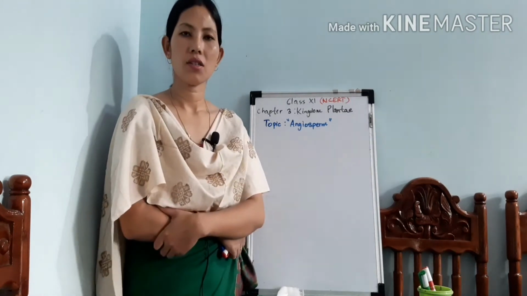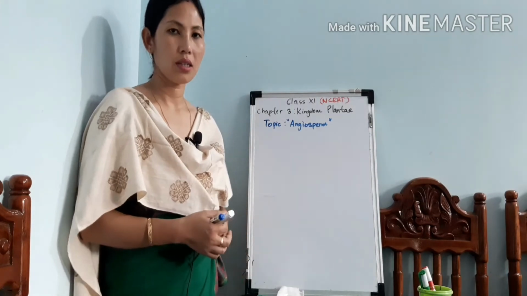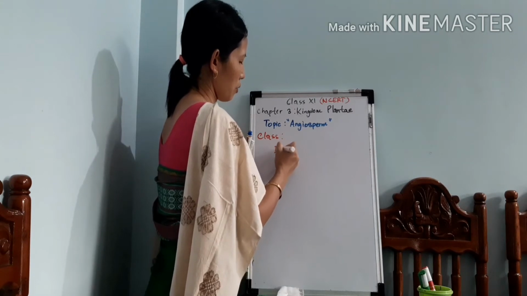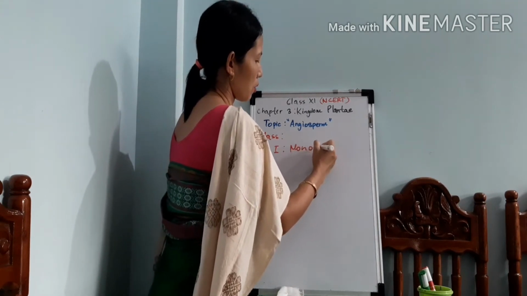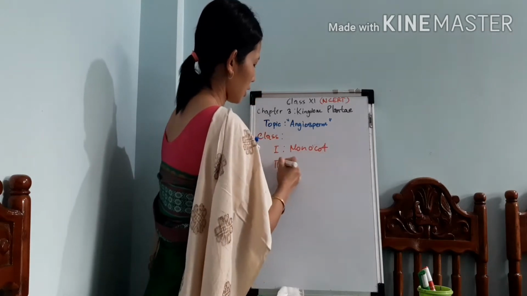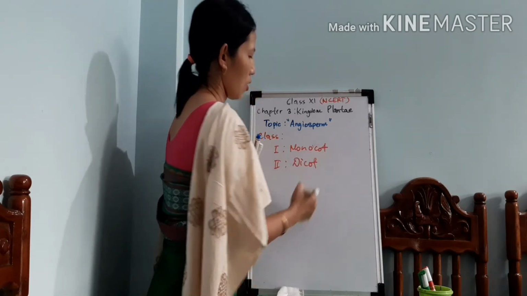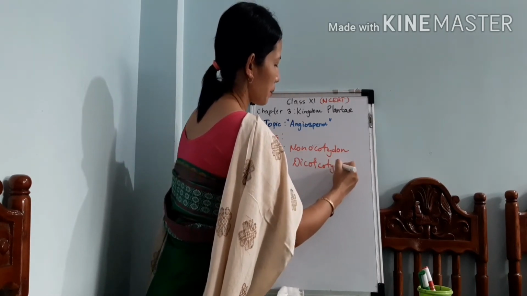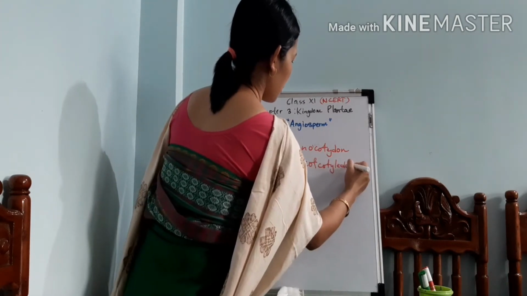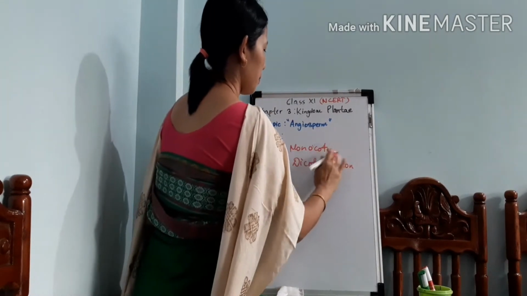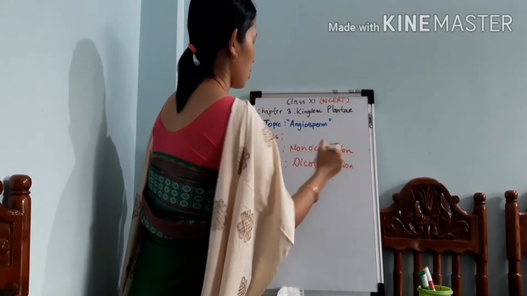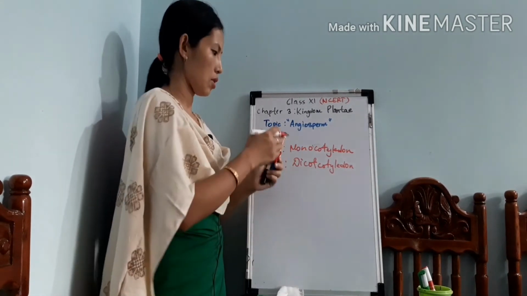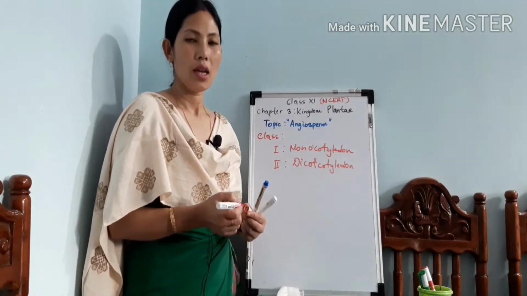And apart from that, this angiosperm plant is further classified under two major classes, and that is number one, monocotyledon, monocot, and secondly dicot, or you can say monocotyledon and dicotyledon. So these are the further classification, you can say, or the two major classes of the division Angiosperm.